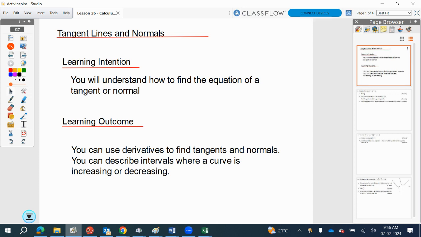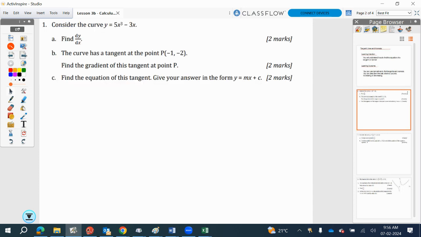Okay, I'd like to go through a couple of problems with tangent lines. So we'll do these ones together. Consider the curve y equals 5x cubed minus 3x. I like this bit. It goes to the origin. Find the derivative. Have a go at doing that for yourself now. Gotta be able to do the simple derivatives.